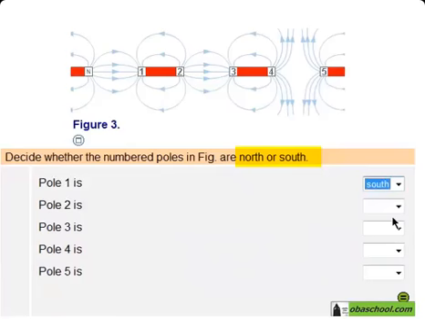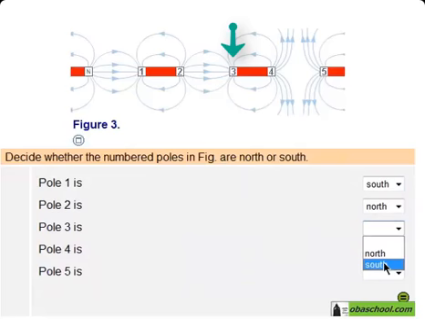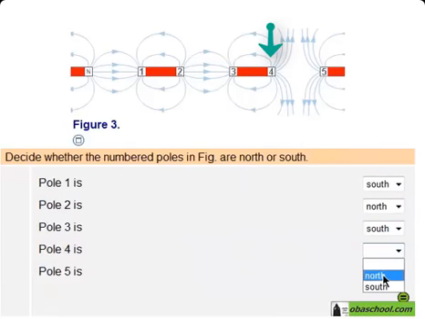Now, of course, the magnet has opposite poles. So number 2 is north. That's correct. What about pole number 3? The field lines between the two magnets also attract. So it is south. That's also correct. And you can conclude that pole number 4 is north. That's correct.